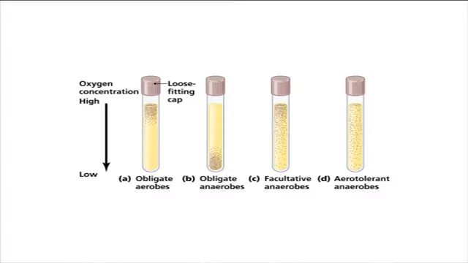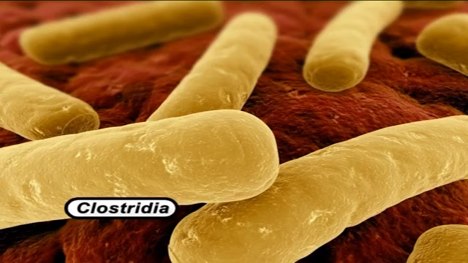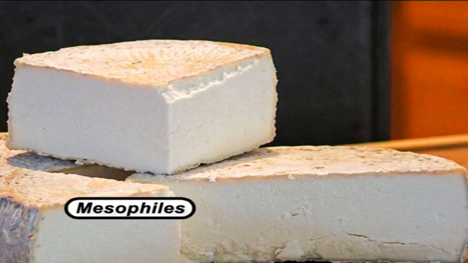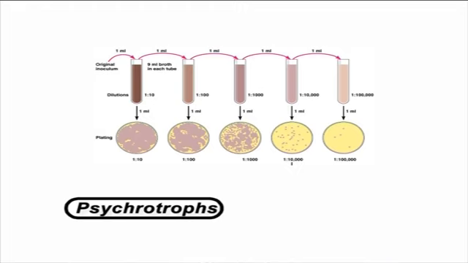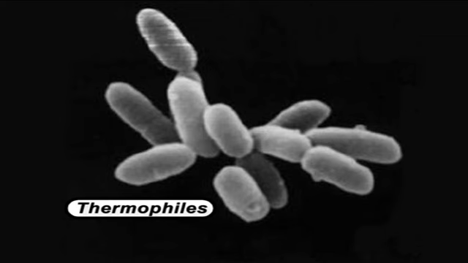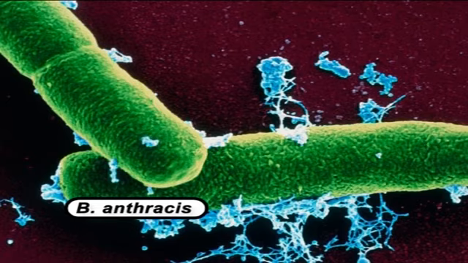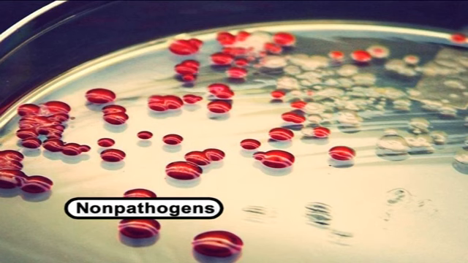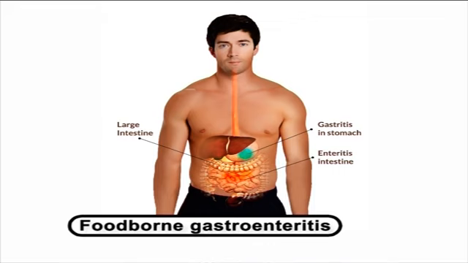Bacillus. These are gram-positive spore-forming rods that are aerobes, in contrast to the Clostridia, which are anaerobes. Although most are mesophilic, psychrotrophs and thermophiles exist. The genus contains only two pathogens: Bacillus anthracis, which is known to cause anthrax, and Bacillus cereus. Although most strains of the latter are non-pathogens, some cause foodborne gastroenteritis.